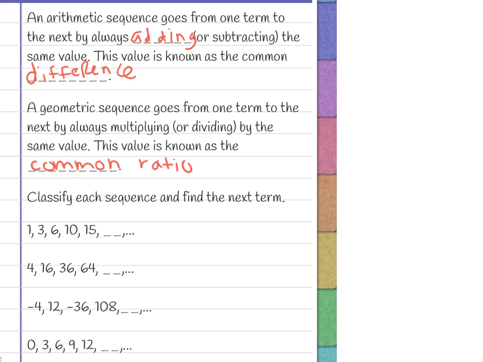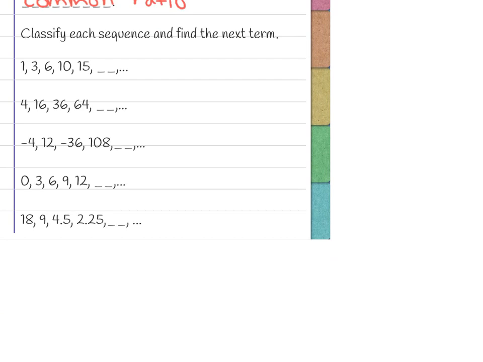All right. Let's go ahead and see some examples. So we have classify each sequence and find the next term. So let's go ahead and take these two and see if we can find a pattern. So how did they go from 1 to 3? Well, they probably added 2, right? How did they get from 3 to 6? Well, they probably added 3. And then how did they get from 6 to 10? They probably added 4 because 6 plus 4 is 10. How did they get from 10 to 15? Well, they added by 5.